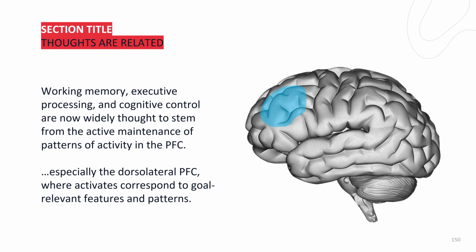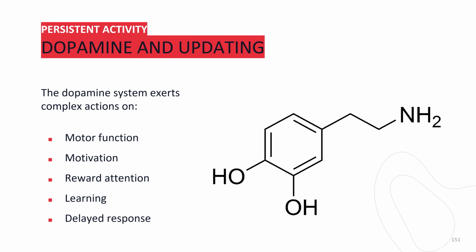Anyway, working memory, executive processing, and cognitive control are now widely thought to stem from the active maintenance of patterns of activity in the PFC, especially the dorsolateral PFC, where activations correspond to goal-relevant features and patterns. And this is totally consistent with the idea that higher regions of the cortex keep track of the big picture, while lower areas track the small, fast-changing details. But sometimes, even the big picture changes rapidly.